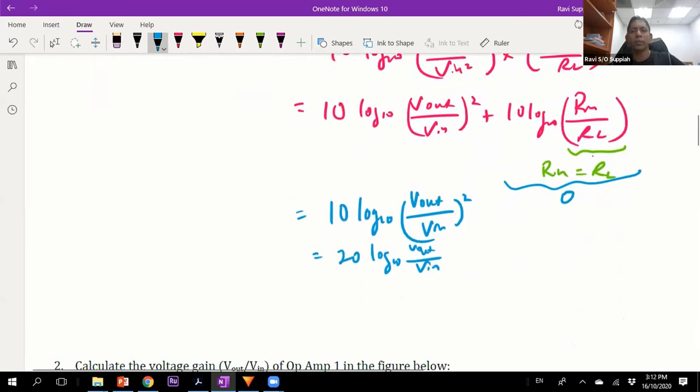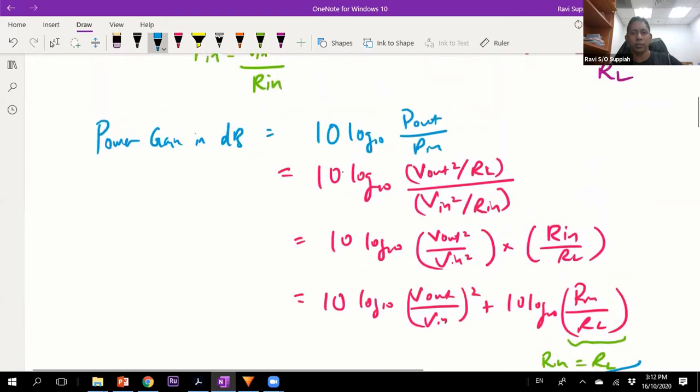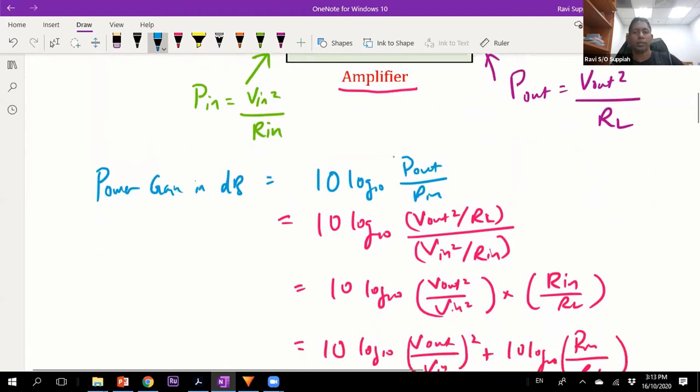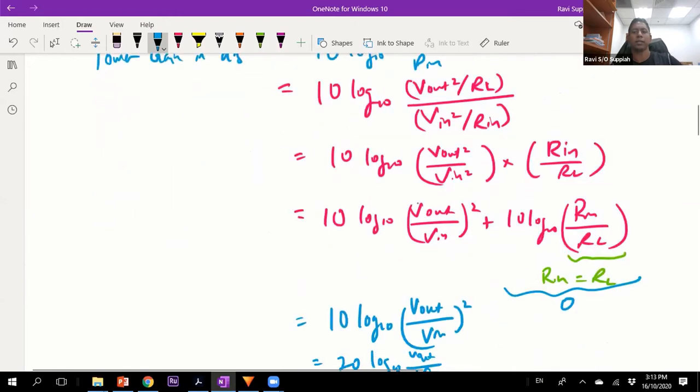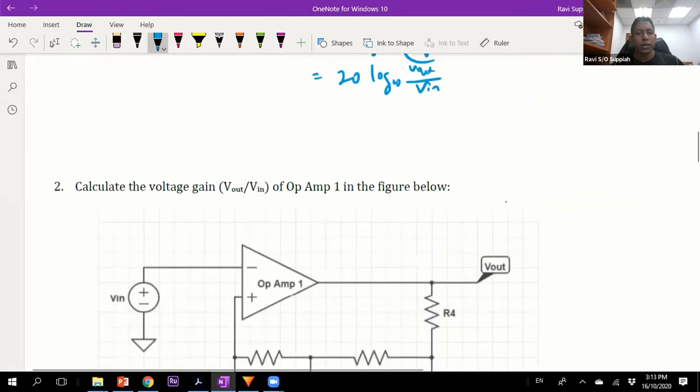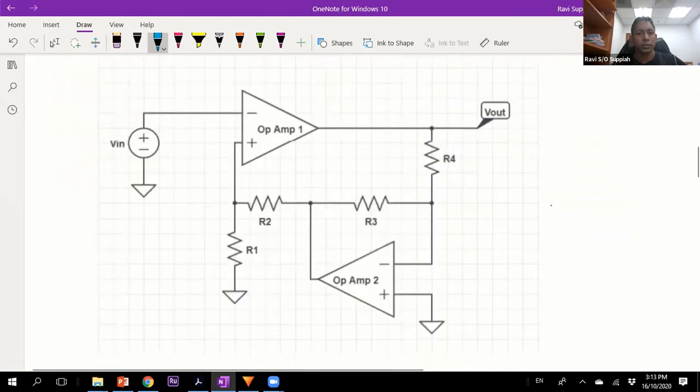So basically we are just doing the analysis like we showed you before. Starting with the 10 log Pout over Pin, and then we substitute the expressions for Pout and Pin, and then the rest is just your normal log maths. So I think this question should be fine. Let's go on to the next question here.